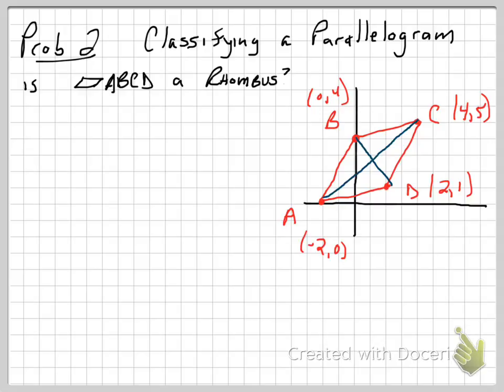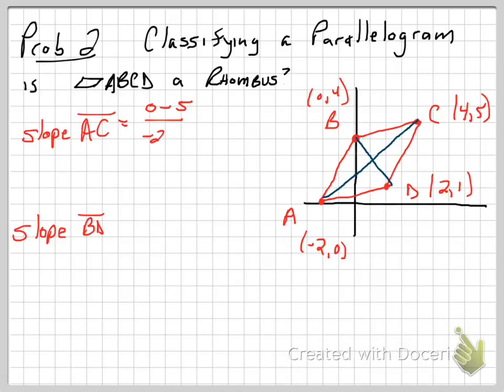Problem 2 is about classifying a parallelogram. Is parallelogram ABCD a rhombus? Now, one of the theorems we talked about with rhombuses is that the diagonals are perpendicular. So to see if they're perpendicular, let's find the slope. Let's find the slope of AC, and let's find the slope of BD. Remember, it's changing y over changing x. So let's start with AC. It's 0 minus 5 over negative 2 minus 4, which gives me negative 5 over negative 6, which is a positive 5/6.